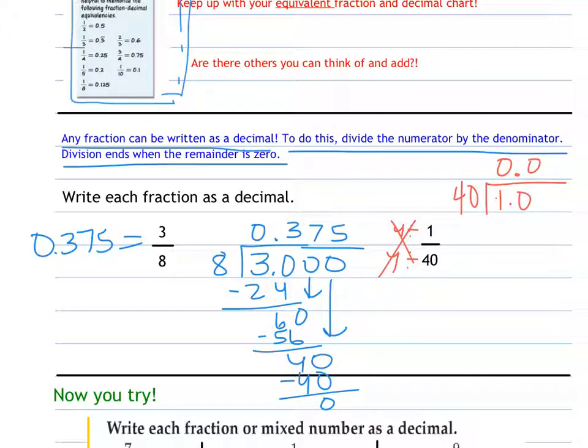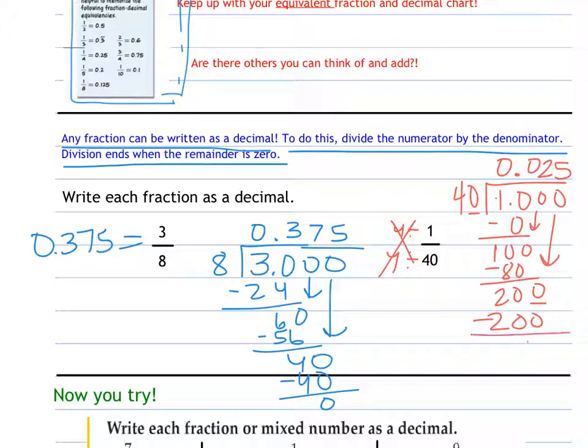40 goes into 10 0 times. 0 times 40 is 0. Do my subtraction. I get 10. Add a 0. 40 goes into 100 twice. 2 times 40 is 80. Do my subtraction. 100 minus 80 is 20. Add a 0, drop it down. If I count by 40s, 40, 80, 120, I could do it that way. Or if I ignore the 0 on my 40 and the last 0 on there, I know that 4 goes into 20 5 times. So that means 40 would go into 200 5 times. 40, 80, 120, 160, 200, 5 times. Do my subtraction. Nothing else to bring down. That is my answer.